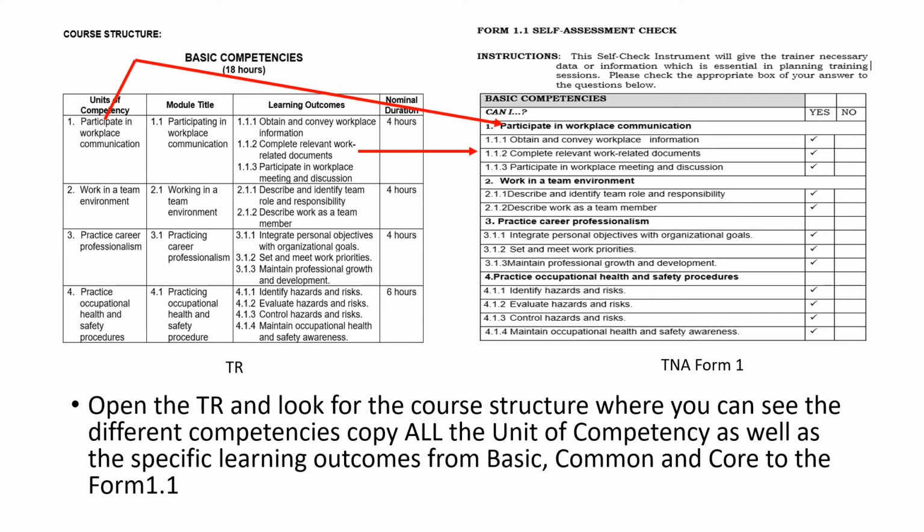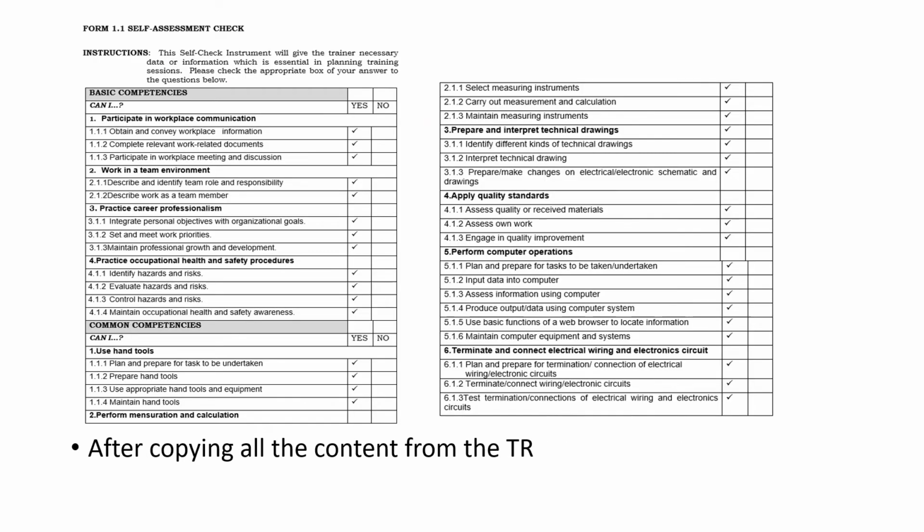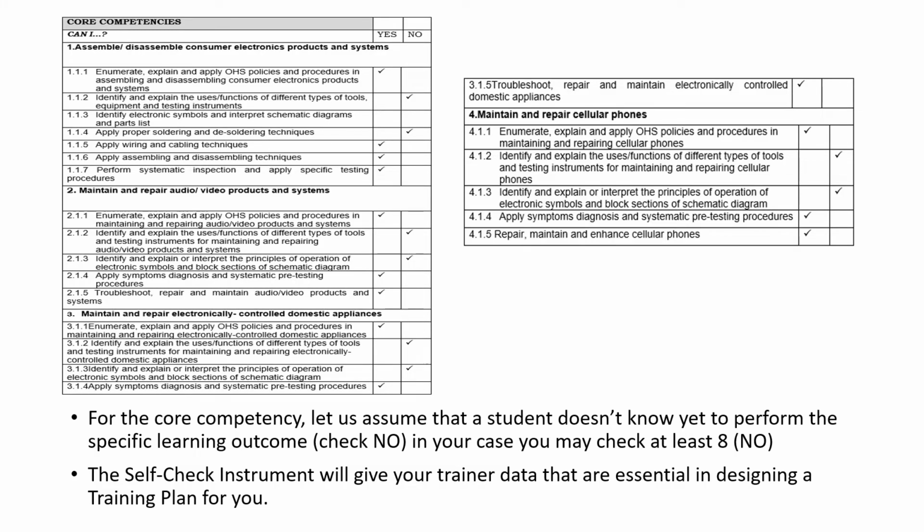So you will just do the same procedure with the rest of the competencies. You will cover everything like what I've said, from the basic, common, and core competency, including their units of competency and their learning outcomes. So here is an example. Once you had already transferred all the information coming from your training regulation to your TNA Form 1.1, which is the self-assessment check. Okay? So this is for the core competencies.